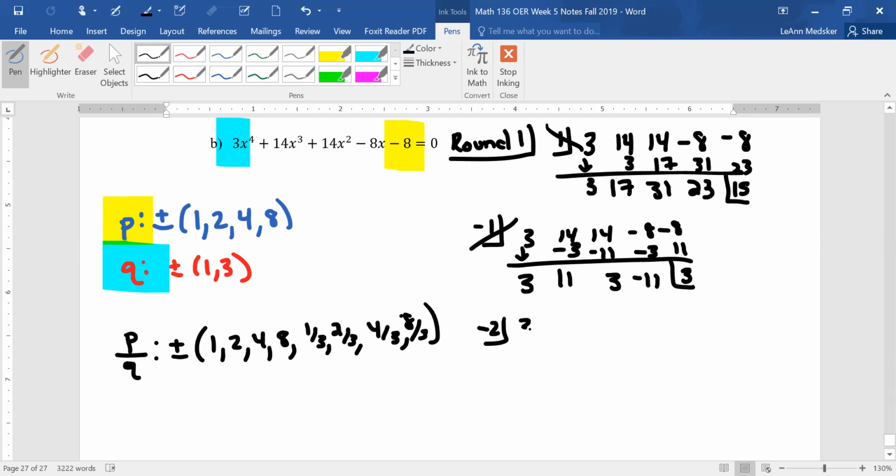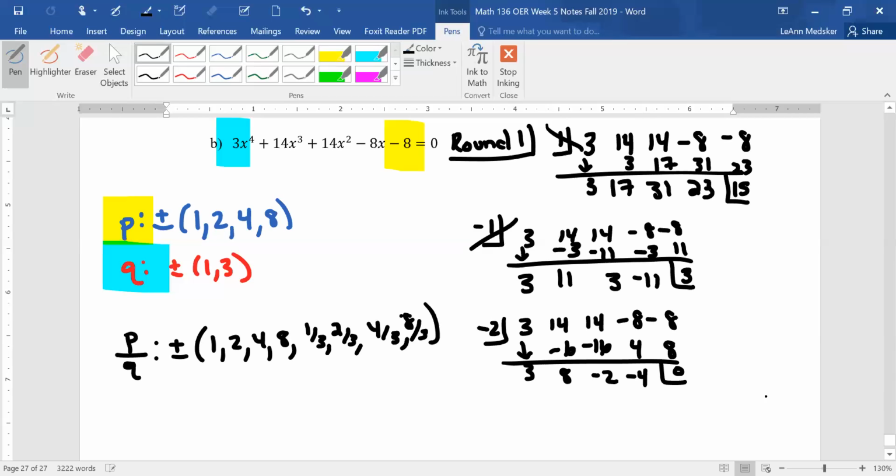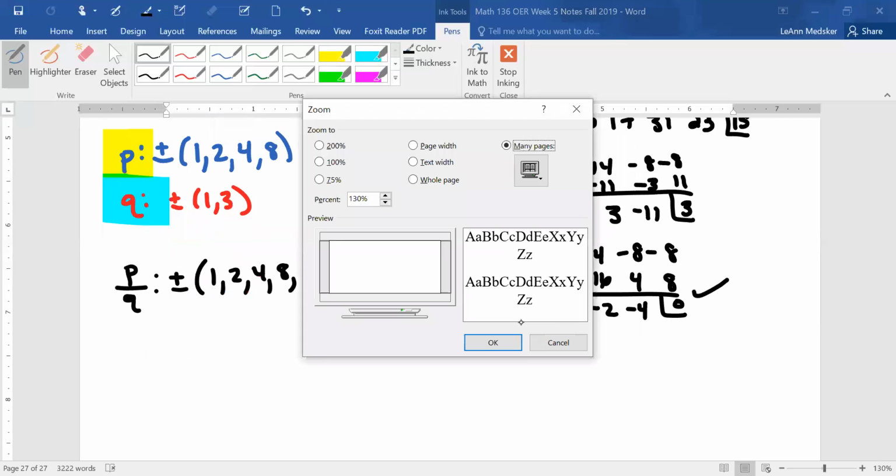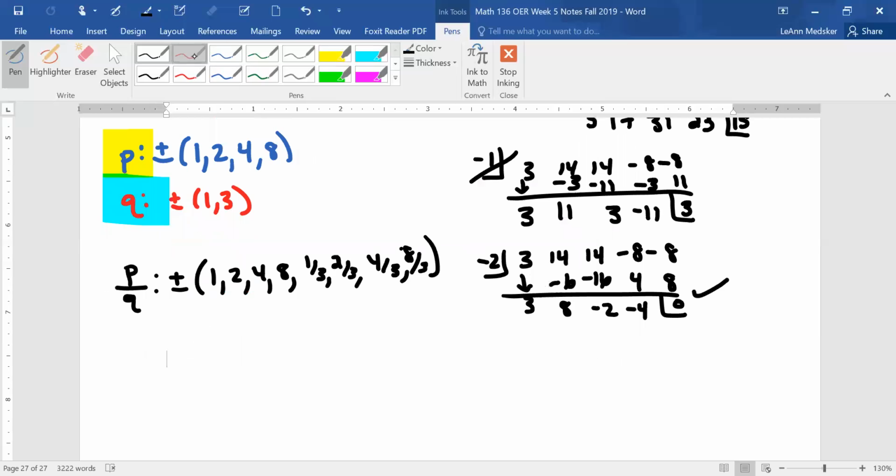So that is still going into my original polynomial. So we bring down the 3. That's -6. That's 8. Multiply. It's -2. Multiply. -4. And multiply. And we get a 0. Yay! So that's good. So right away, you want to go over to your answer key, wherever that may be, and write that x equals -2 is a solution. Now, what's left is going to be a reduced polynomial. So this is going to be round 2.